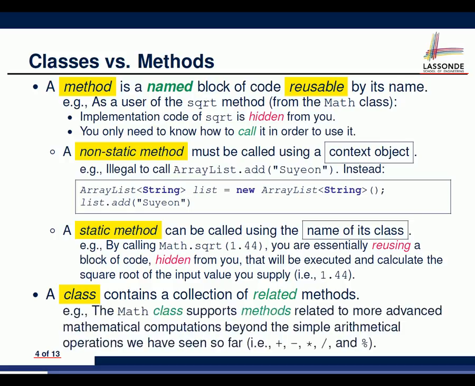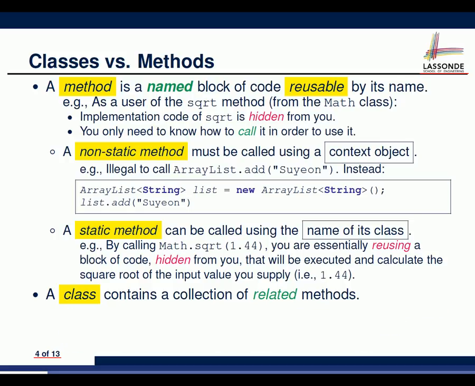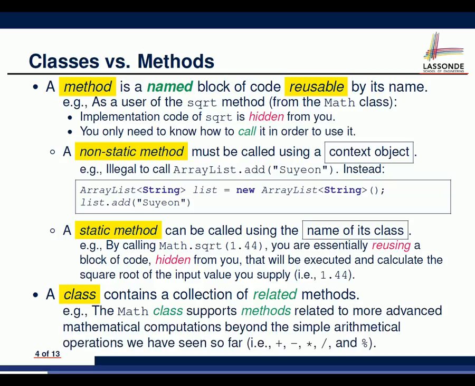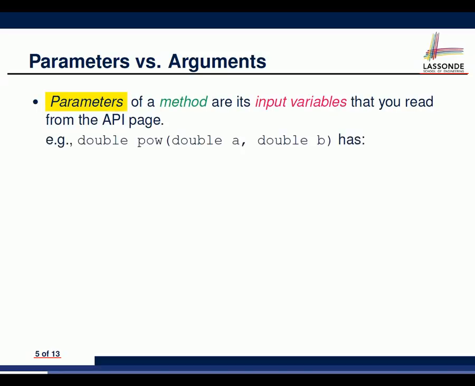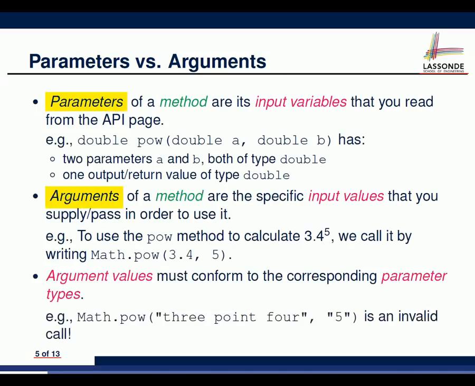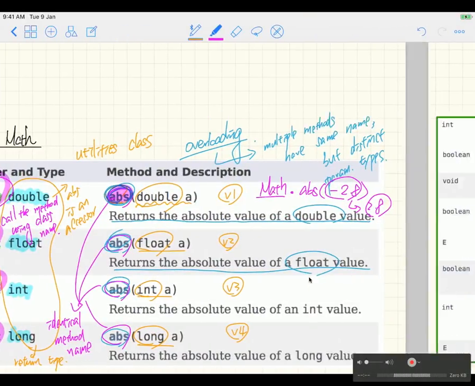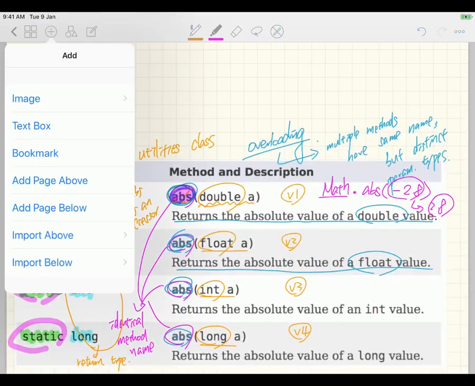Okay, so now finally, what is a class? A class is simply a collection of methods, as we have seen. And this is the information you'll be given in the API. Also, we talk about parameters versus arguments. I want to just make a final emphasis. You should really know the difference between these two. I'll write it on the iPad.